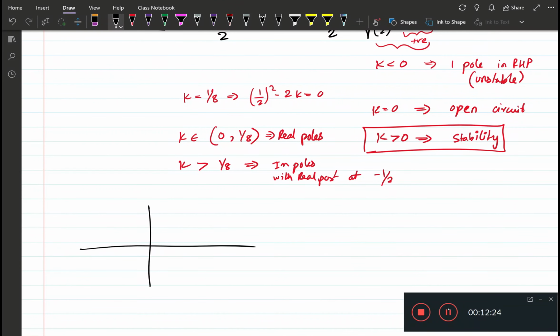So if we then just show this in the complex plane, the closed loop poles would look something like this, the root locus. So we would have something like this, and then we would have imaginary poles, so that would be minus a half, and that would be the value of k equal to 1/8, and this would be smaller values of k, and these would be larger values of k.